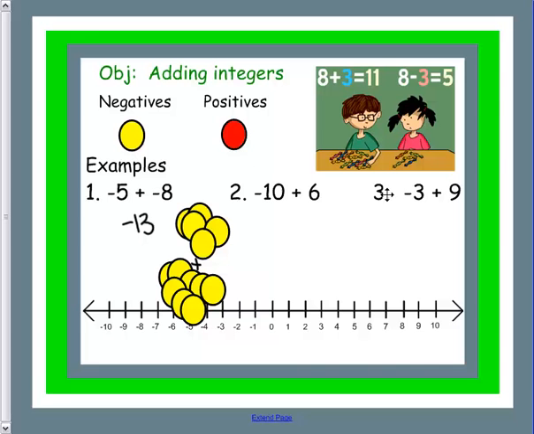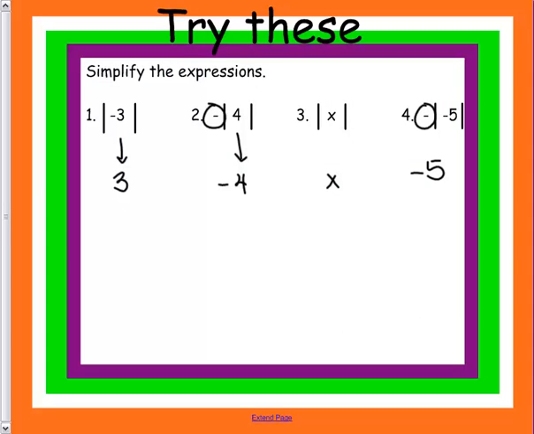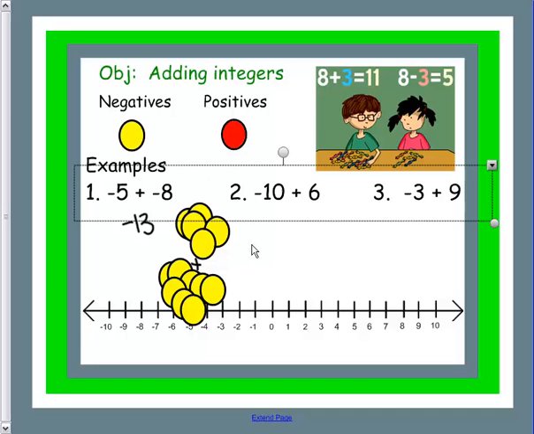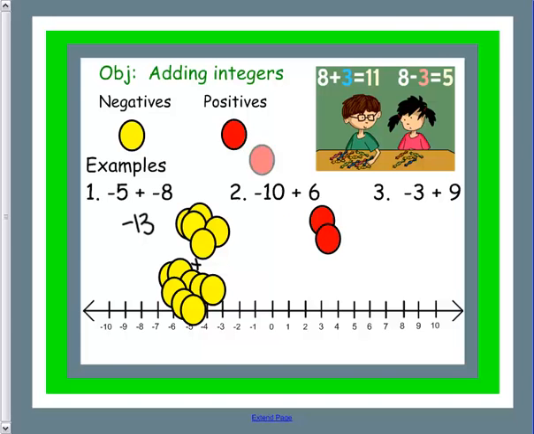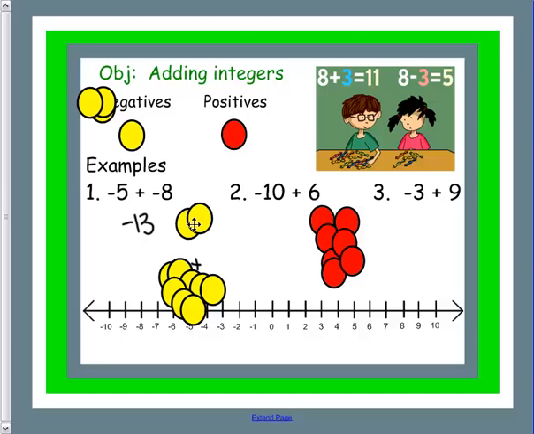If I have 10 negatives and I want to add 6 positives to it. Oop, I accidentally hit the wrong slide. I'm sorry. If I have 10 negatives and I want to add 6 positives to it. So here's my 6 positives. Since I've already got a bunch over here, I'm just going to get rid of 1, 2, 3. And I've got this 8, and here's 2 more, making 10.